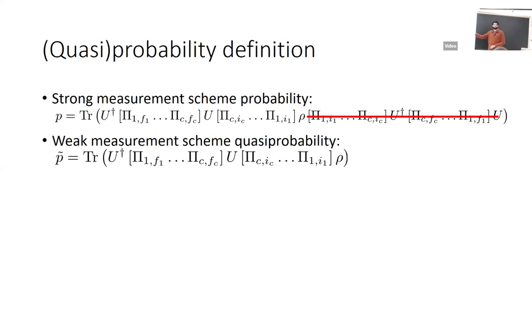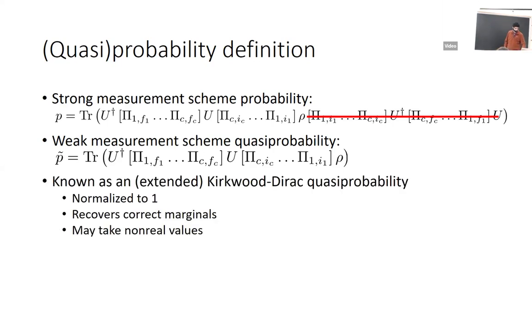When everything commutes, so all the charges commute with one another, and rho is, of course, this tensor product of thermal states, this quasi-probability just reduces to the regular probability. So it recovers what we know in the classical or commuting case. And it has some other properties. It normalizes to 1: if we sum over all the indices, we just get 1. And it recovers the correct marginals.